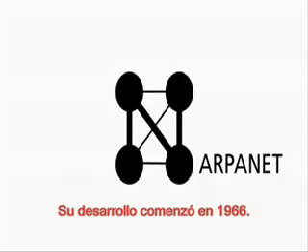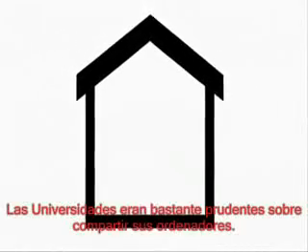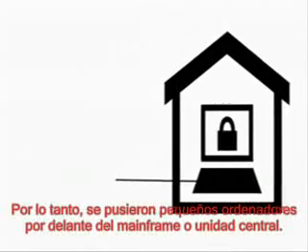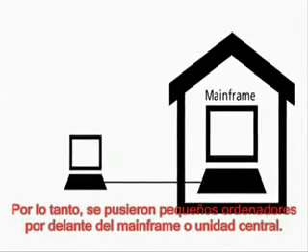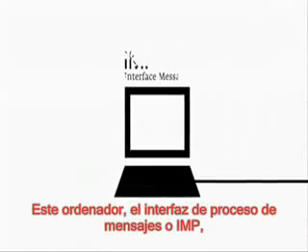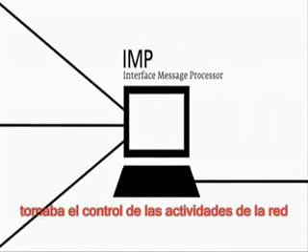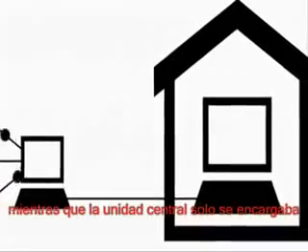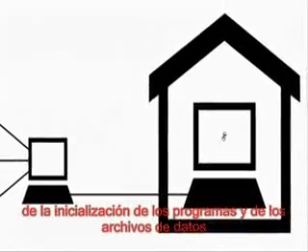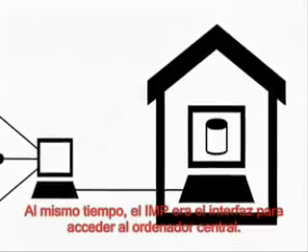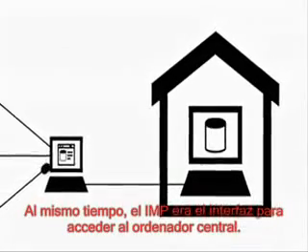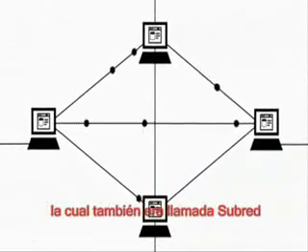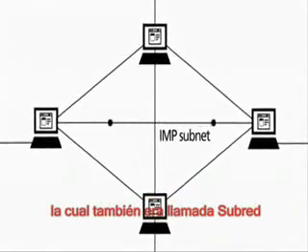Its development began in 1966. Universities were generally quite cautious about sharing their computers. Therefore, small computers were put in front of the mainframe. This computer, the interface message processor, took over control of the network activities, while the mainframe was only in charge of the initialization of programs and data files. At the same time, the IMP also served as interface for the mainframe. Since only the IMPs were interconnected in a network, this was also called IMP subnet.